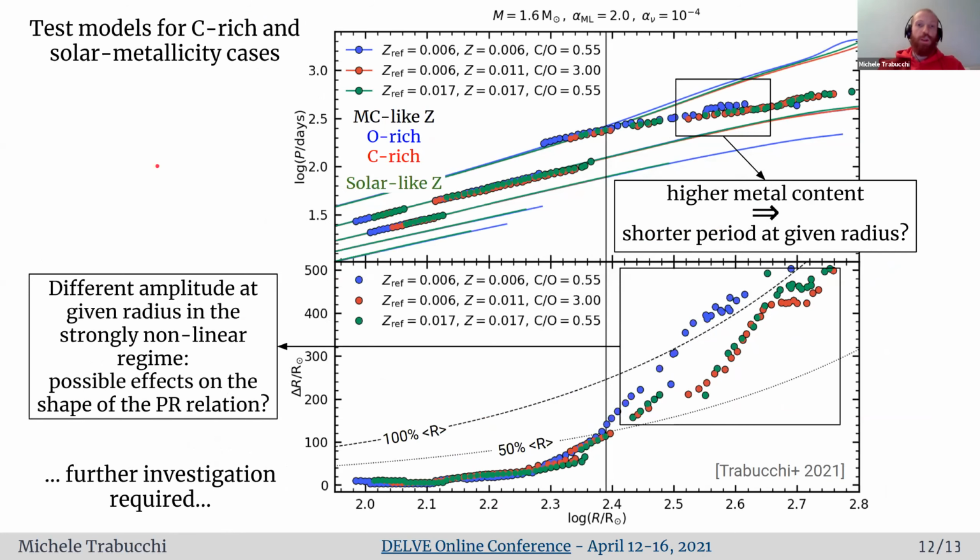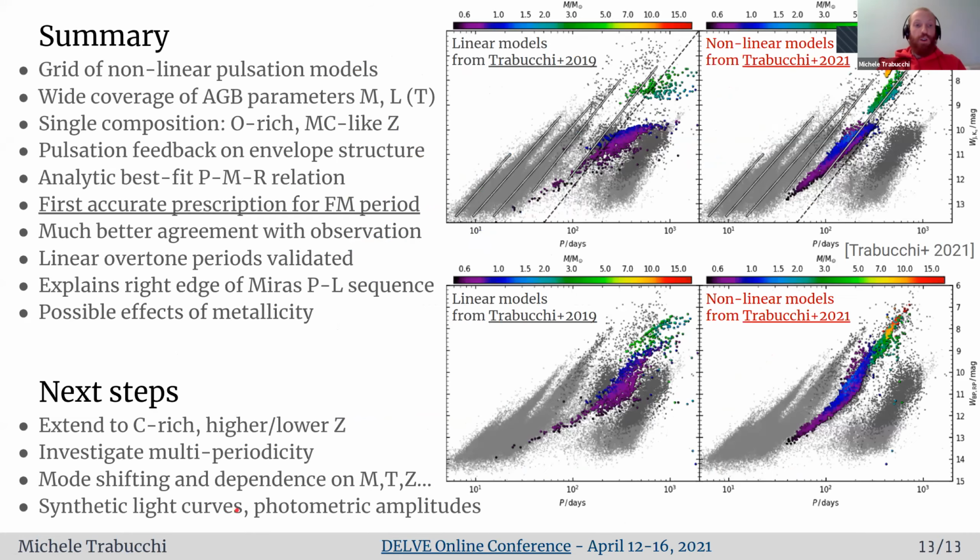As I said, the grid is now limited to oxygen-rich Magellanic Cloud-like composition, but we did a few tests for carbon-rich and solar-like metallicity, and preliminary results suggest that a higher metal content might induce shorter periods at a given radius, but not at the same luminosity. This is different. Possibly a similar effect is present in terms of amplitudes, but further investigation is required for this. So I will conclude leaving you with a summary of this talk.